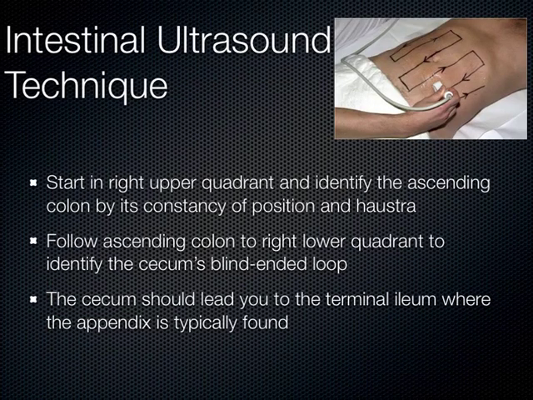And what we're going to do is something called mowing the lawn. That means we start in the right upper quadrant and find the ascending colon. That's where it always is, right up there in the right upper quadrant. We can tell it's the ascending colon because it's got haustra. Recall that haustra are little indentations in the bowel wall that don't cross all the way across to the other wall. They're just like little sections that are sectioned off.